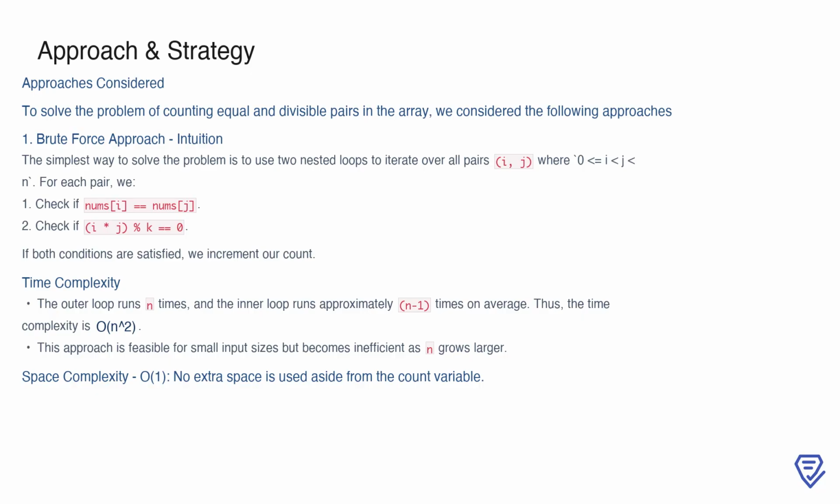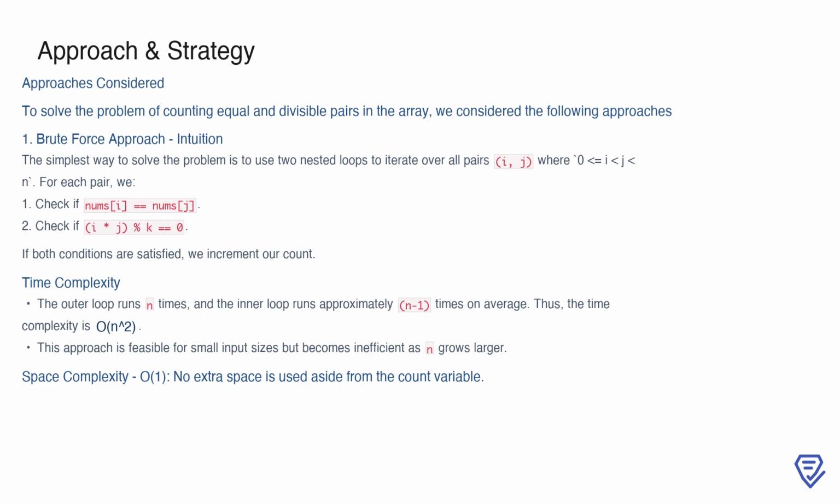First, whether the elements at these indices are equal, meaning nums[i] equals nums[j], and second, whether the product of the indices, i * j, is divisible by the given integer k. If both conditions are satisfied, we increment our count of valid pairs. While this method is intuitive and simple to implement, it operates with a time complexity of n squared, since the outer loop runs n times and the inner loop runs roughly n-1 times on average.